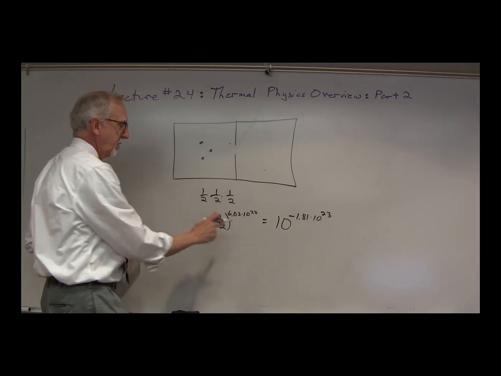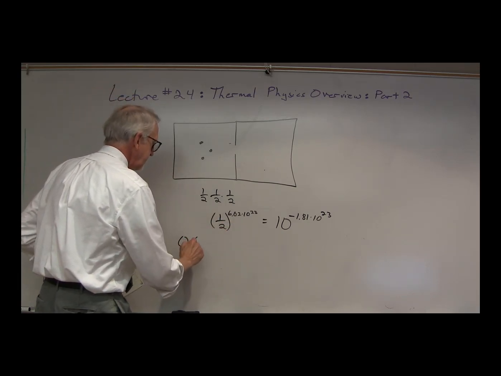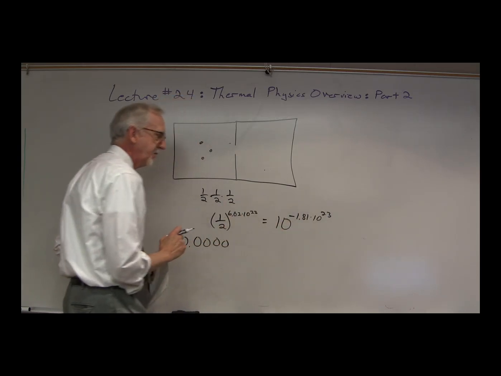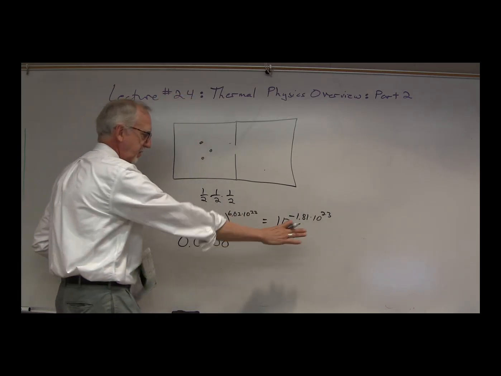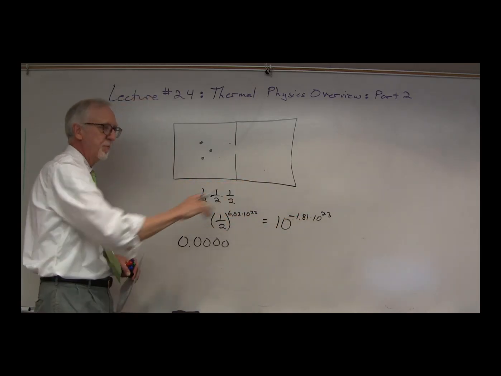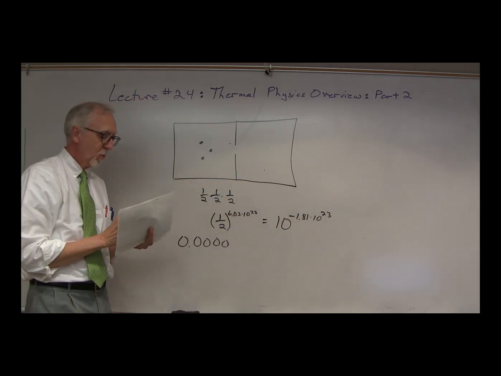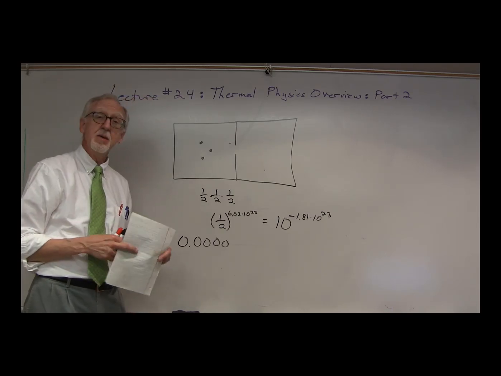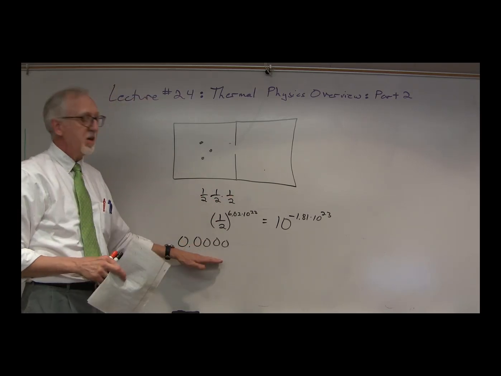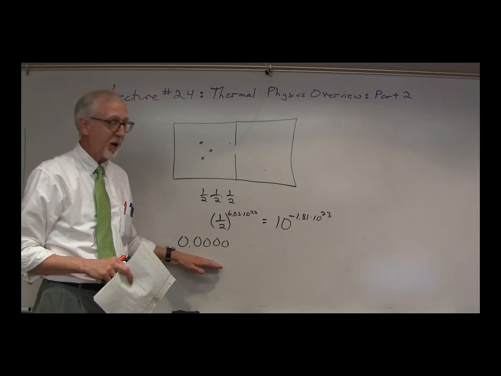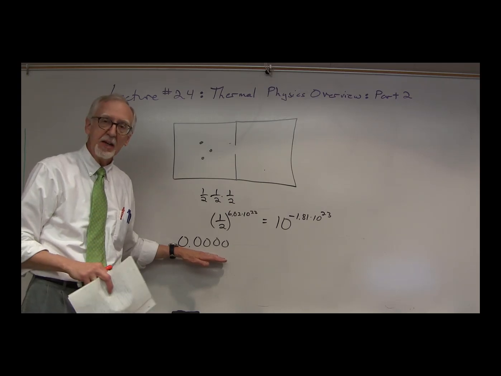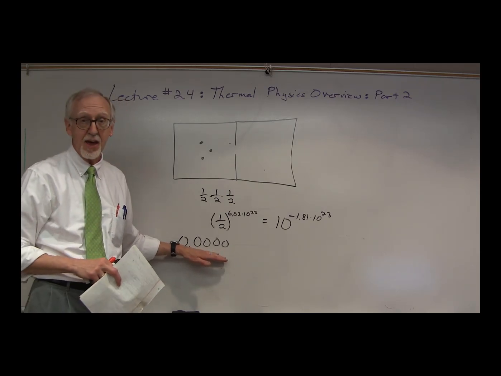In other words, 0.0000 with 1.81 times 10 to the 23rd zeros before we come to a non-zero digit. Well, that is extremely, extremely improbable. Is it impossible? Well, I wouldn't wait for it to happen if I were you. We can definitely define what the probability is, but that's not going to happen.